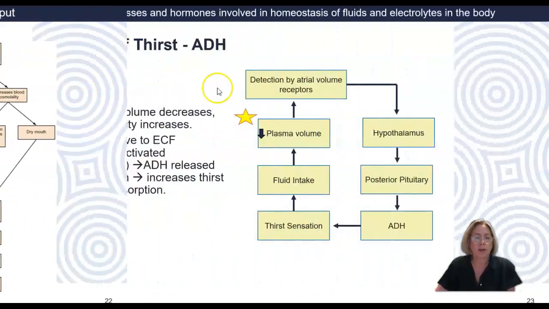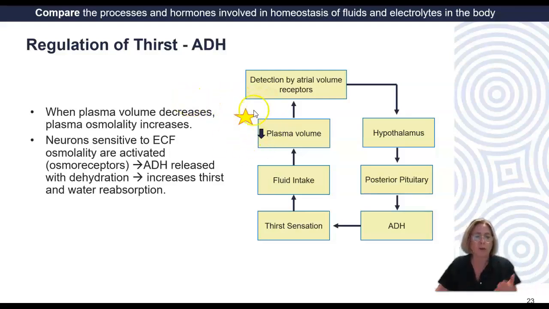So here's the bit about antidiuretic hormone. This should be very familiar to everybody. We've got a drop in plasma volume, and that will then increase the plasma osmolality. Detected by atrial volume receptors, stimulating the hypothalamus. Those hypothalamic neurons then fire action potentials and cause the posterior pituitary gland to release antidiuretic hormone. Antidiuretic hormone then stimulates the thirst sensation to increase fluid intake and then increase the plasma volume. At the same time, it's also going to cause water retention in the kidneys, which we'll look at now.